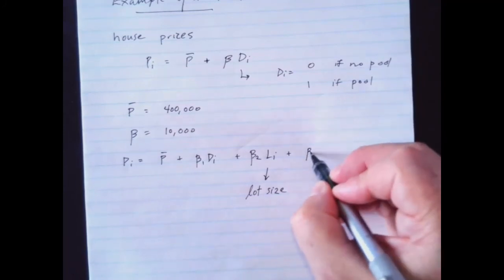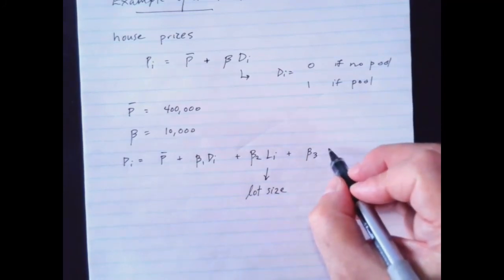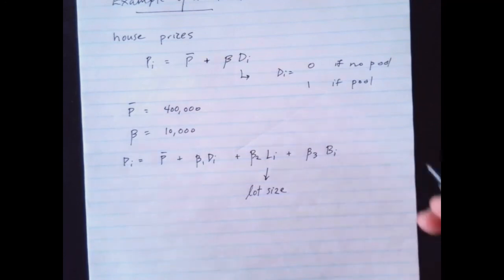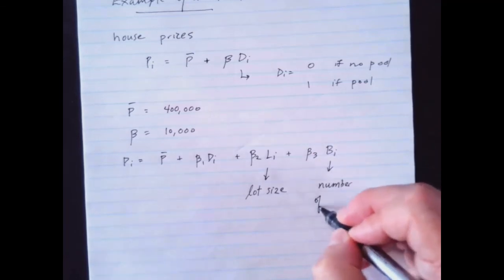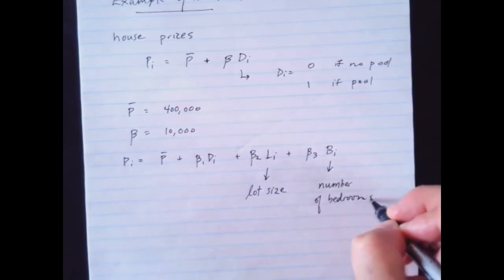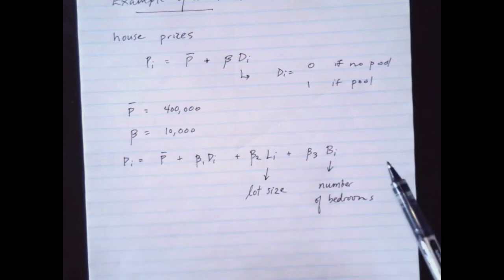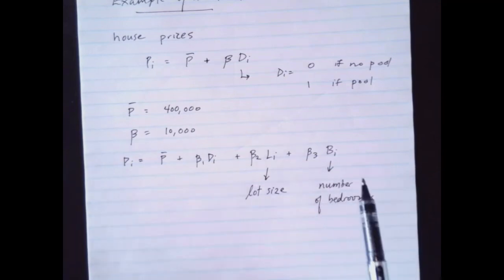And of course, there are lots more things, so let's add in beta 3 for B, where B is the number of bedrooms. You can fill in lots of other things, you know, what houses come with. There's the number of bathrooms, the floor size, whether it's got a nice view of the mountains or a river or something like that. Lots of features of houses and lots of data that you can collect.